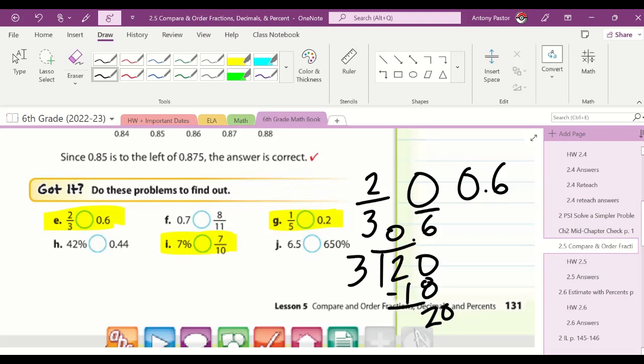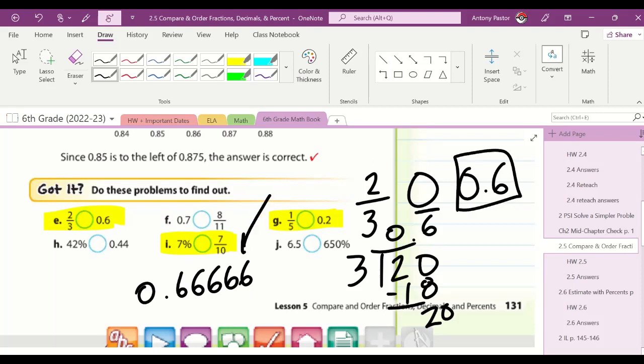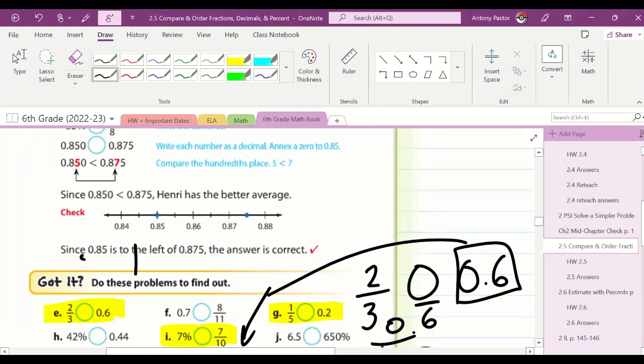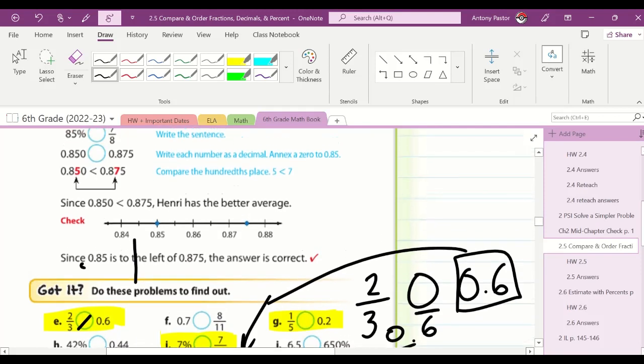So this is going to be a little bar notation. In this case, because it's technically 0.6666666 forever and ever, and this is just 0.6, this one is bigger. Therefore, 2/3 is greater than 0.6 if it'll let me draw on the whiteboard. There we go.